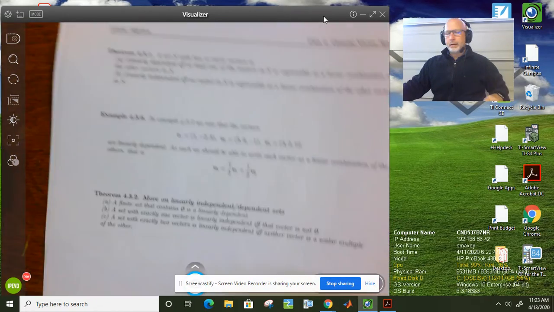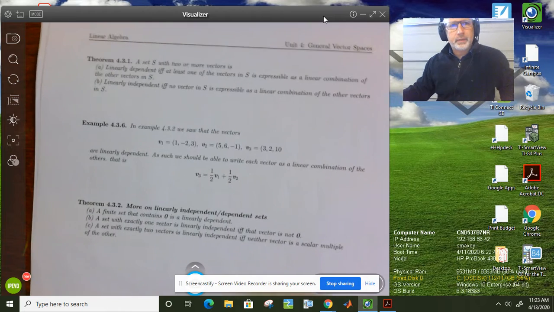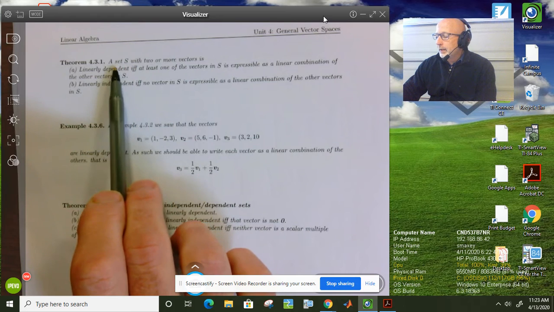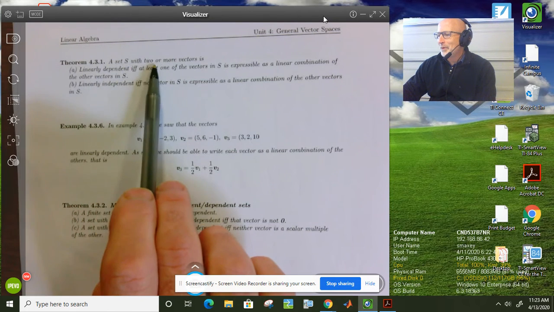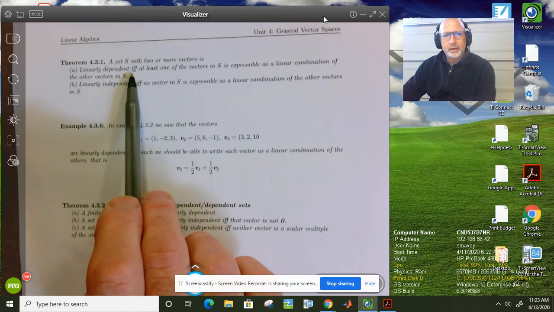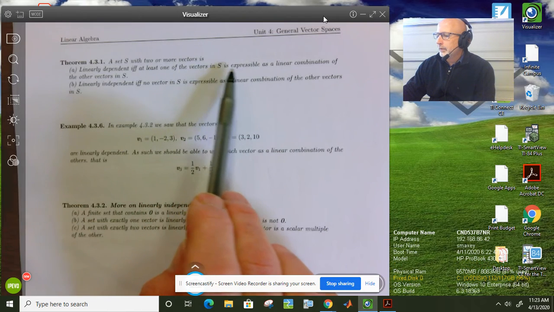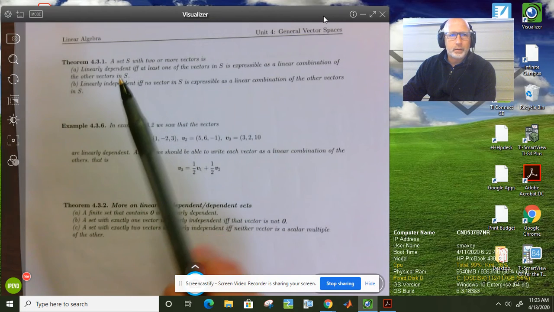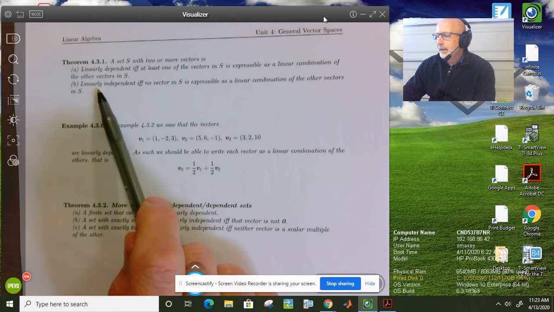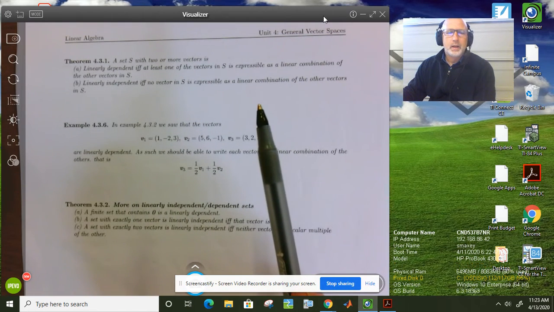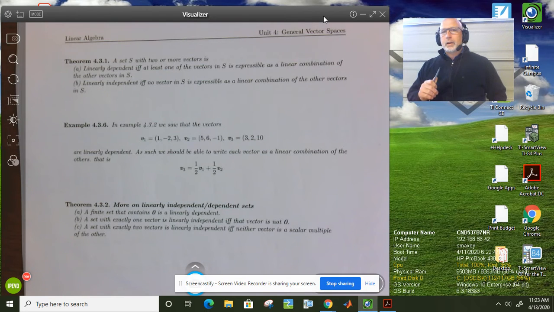Okay, so we have a lot written down here. This is written down just to make things go pretty fast, as we're going to have you write it down. So let S be this. A set S with 2 or more vectors is linearly dependent if and only if at least one of the vectors in S is expressible as a linear combination of the other vectors in S. So if you're able to do that, they're linearly dependent. They're linearly independent if no vector in S is expressible as a linear combination of the other vectors. So if one of the vectors can be expressed as a linear combination, it's dependent. If it can't be, then it's independent.